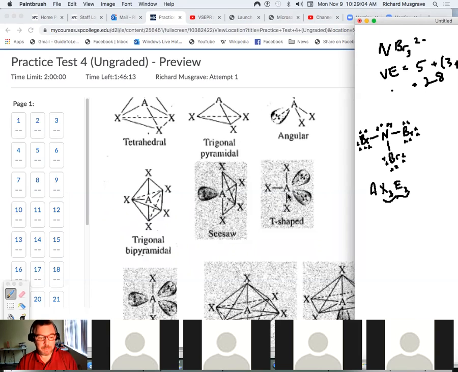Does anybody have any questions? Can you go over how you got the three and the two on the X and the E? Okay, are you okay with the Lewis structure here? Yes. Okay, so you got one, two, three atoms, right? That's the X's. And then the two non-bonding electron pairs, that's your E's. Thank you. Is that all right? Yes, it's good. Okay, does anybody have any questions?